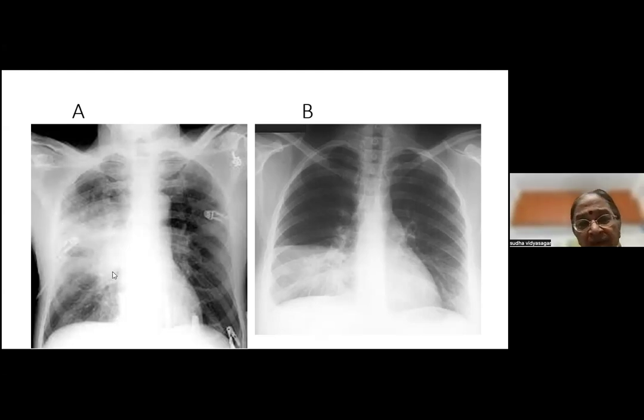This one is a little difficult. You've got a homogeneous opacity. There's a hint of a breakdown here, correct? So this looks like a lung abscess forming inside a consolidation. There's a small cavity surrounded by consolidation. It's not silhouetting the lower part of the heart border, neither is it sitting on the diaphragm.